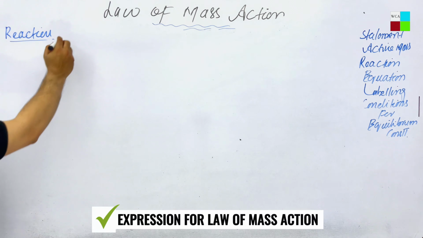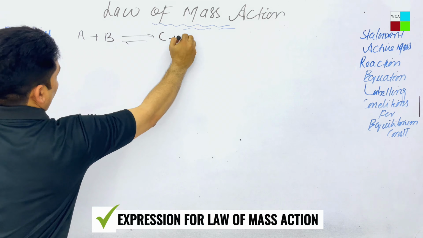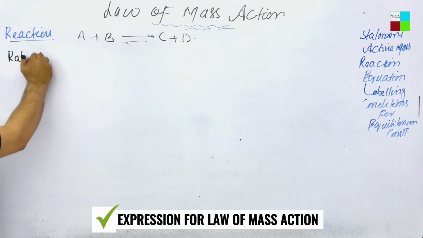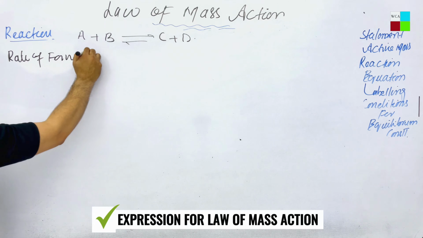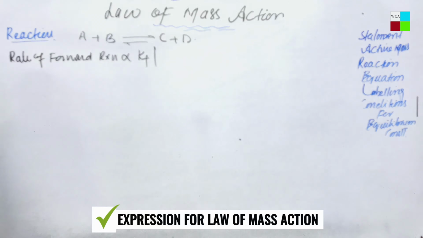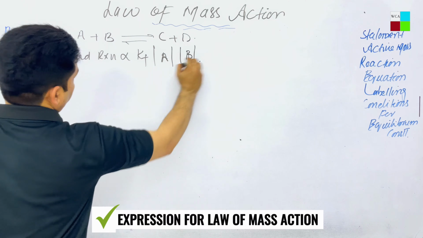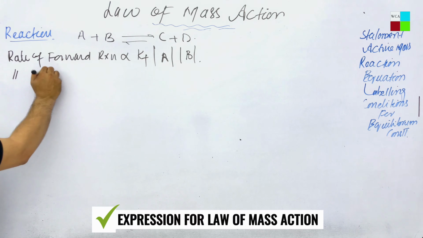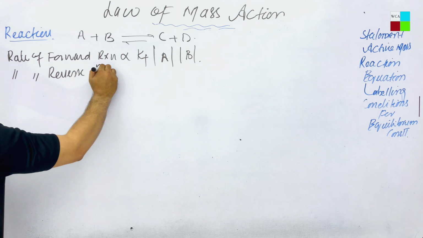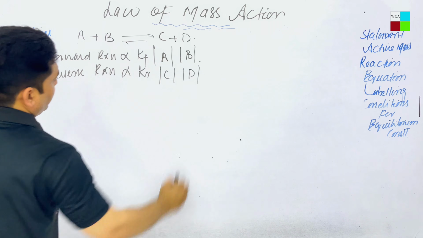So okay guys, we have a general reaction, that is A plus B, a reversible reaction where the product is C plus D. So we can write that the rate of forward reaction, that is Kf, is directly proportional to the active masses, so A and B. While the rate of reverse reaction, sometimes we can call this the backward reaction, is directly proportional to Kr, C and D.